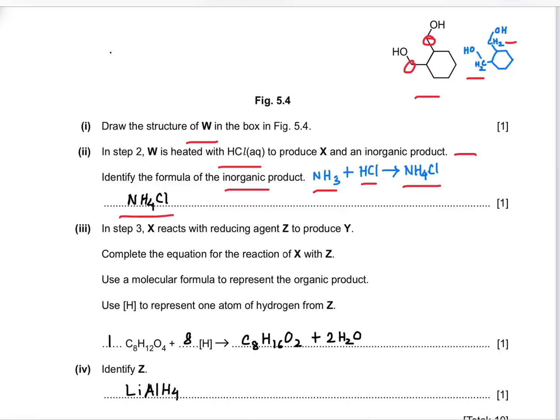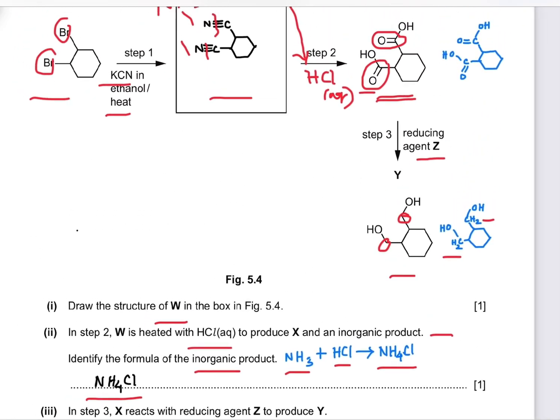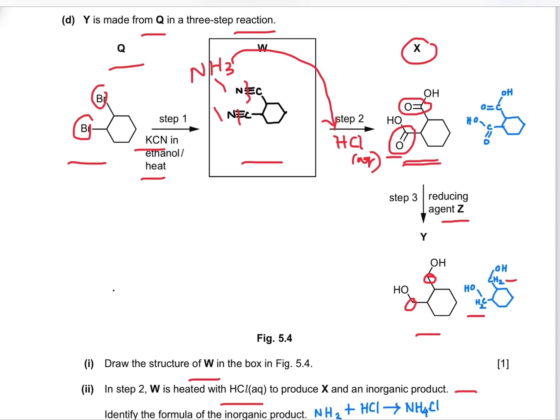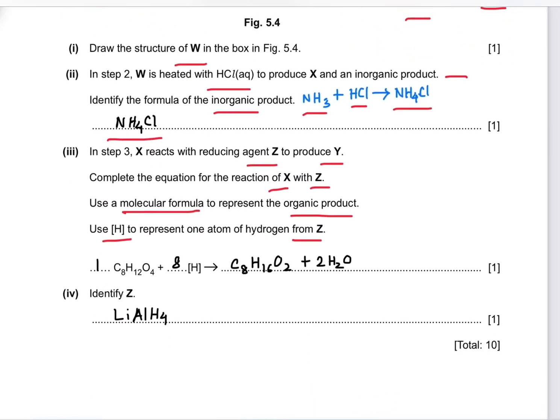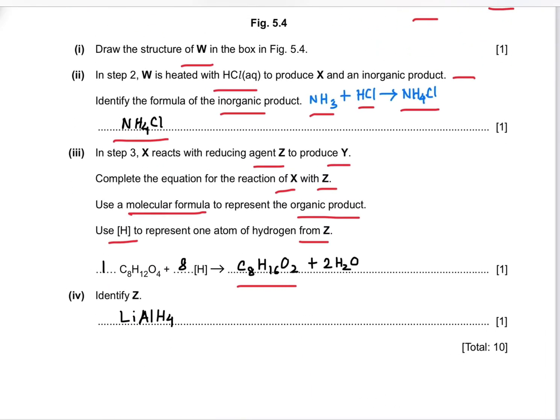In step 3, X reacts with reducing agent Z to produce Y. Complete the equation for the reaction of X with Z. Use a molecular formula to represent the organic product. Use H to represent one atom of hydrogen from Z. So here from X to Y, we are adding a reducing agent Z here, and we are getting a diol. In this diol, we have 8 carbon atoms, 1, 2, 3, 4, 5, 6, 7 and 8. And we have 16 hydrogen atoms here and 2 oxygen from this 2 hydroxyl group. So the molecular formula of Y is C8H16O2.